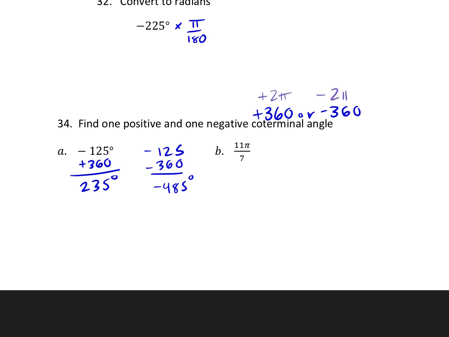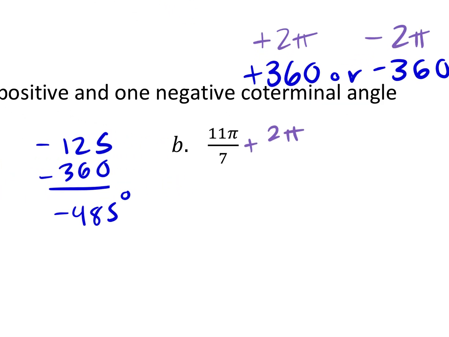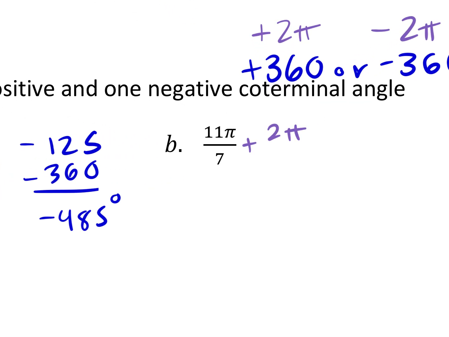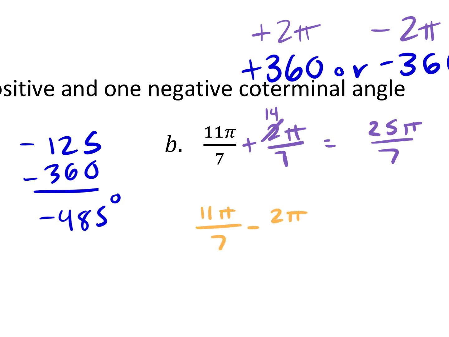So we would add 2 pi. How would I add 2 pi to this? I need a common denominator, so I can make this 14 over 7. So that would turn into 25 pi over 7. And then to find my negative coterminal angle, I can subtract 2 pi. So do the same thing, make it 14 pi over 7. So that would be negative 3 pi over 7.